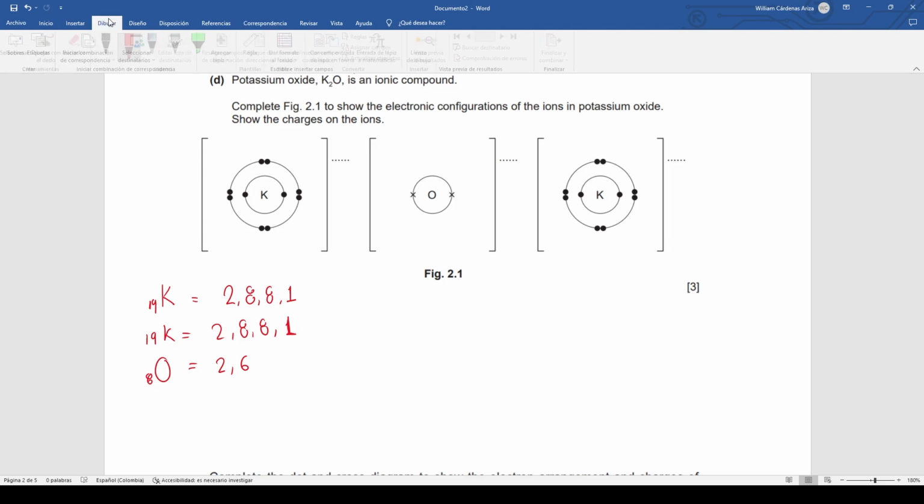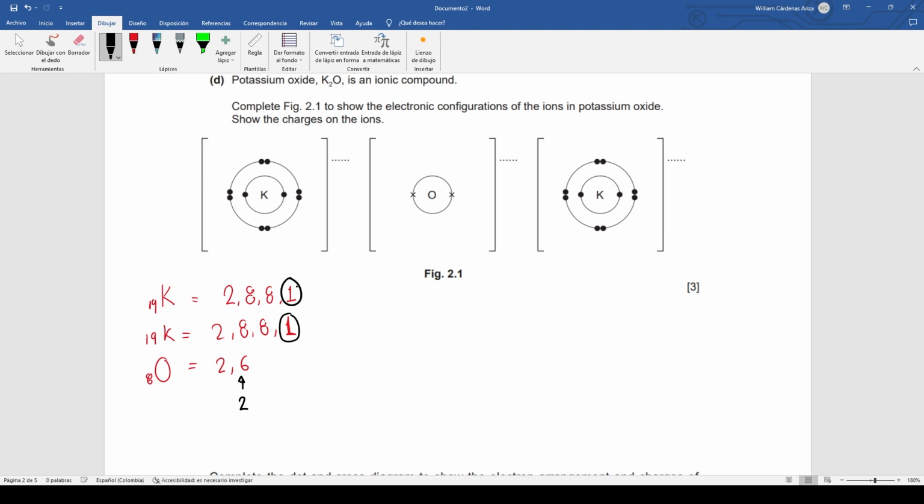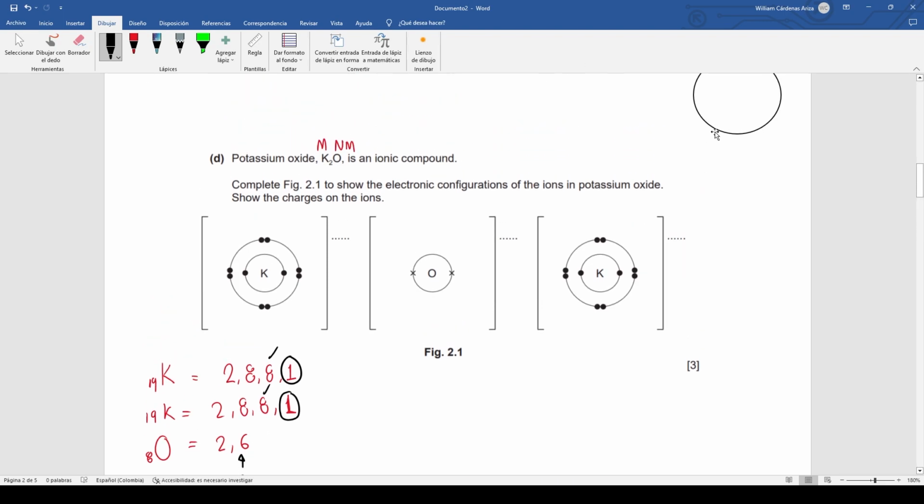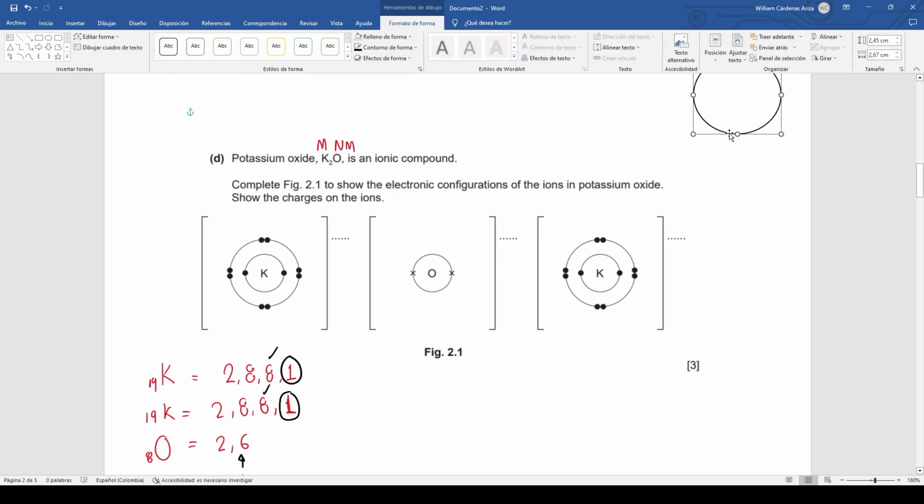So we can see that oxygen needs 2 electrons to complete the octet. And potassium needs to lose one electron. Each of them needs to lose one electron to have this electron configuration. So each potassium is going to give oxygen one electron. So the oxygen, in the end, will have 8 electrons in the outer shell. So let's try to complete this real quick.